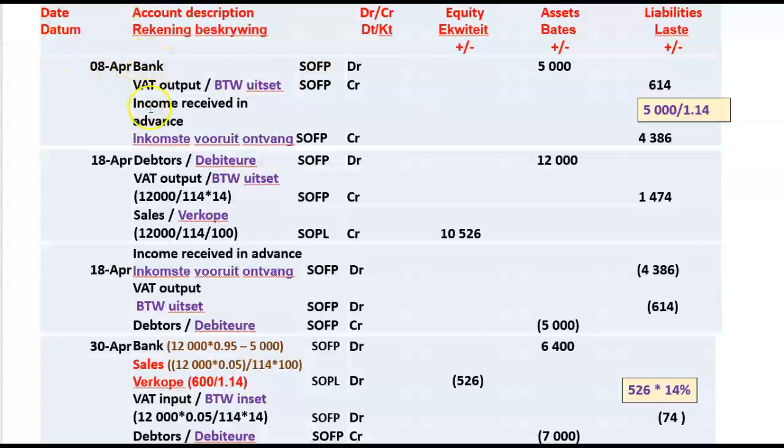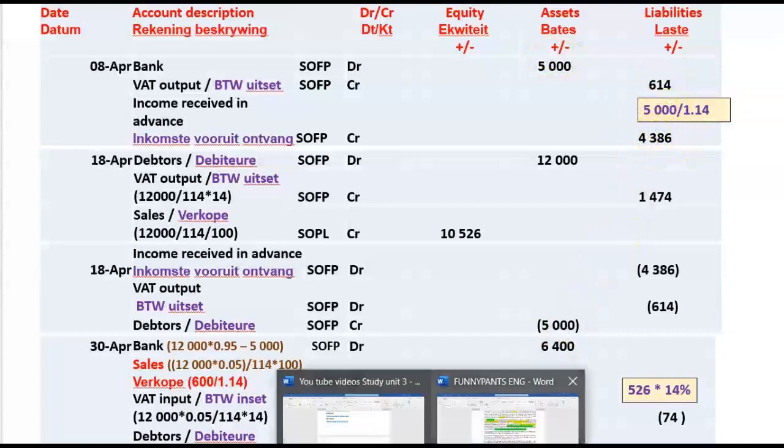So that means that we have received income in advance, only the portion that the entity, Funny Pants, can call its own. So 5,000 Rand, 14% included in that 5,000 Rand, we have to pay over to the receiver of revenue. So VAT output, which will increase liabilities, 614 Rand. And the VAT exclusive amount, so after we've deducted that VAT, 4,386, that is the amount that Funny Pants is actually entitled on.